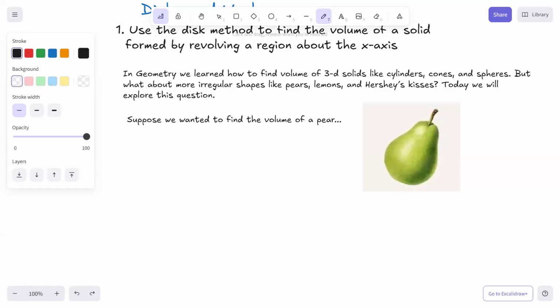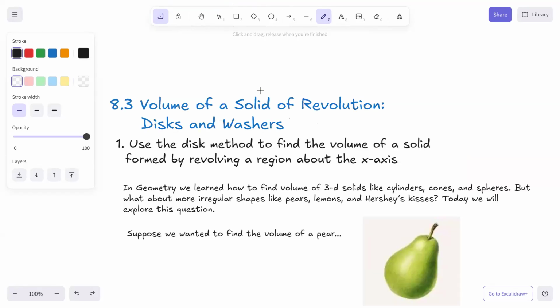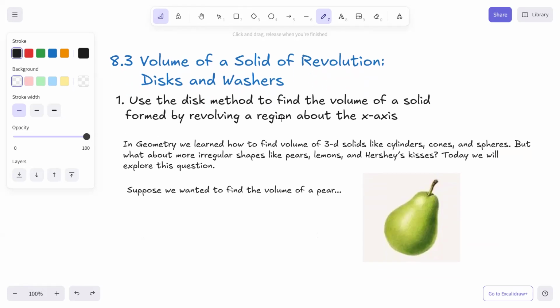All right, guys, Mr. Antonucci here, and this is section 8.3, volume of a solid of revolution. We're going to talk about disks and washers. Specifically, we're going to talk about the disk method in this video here.